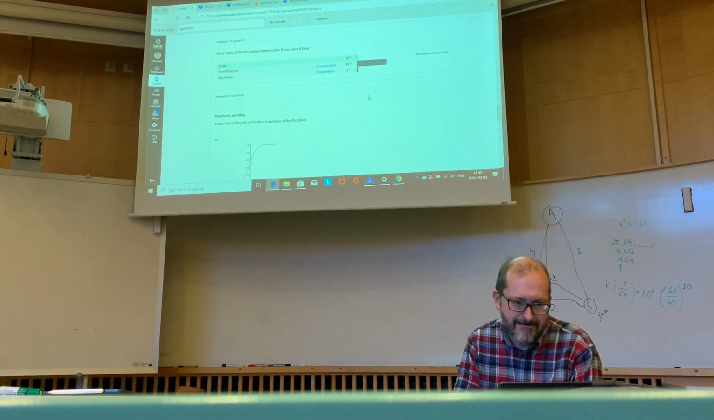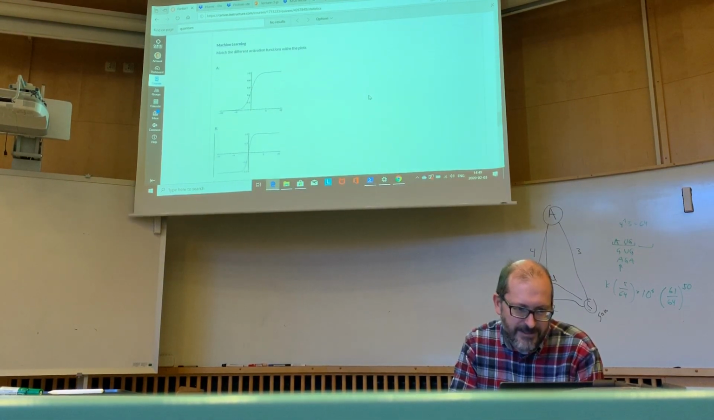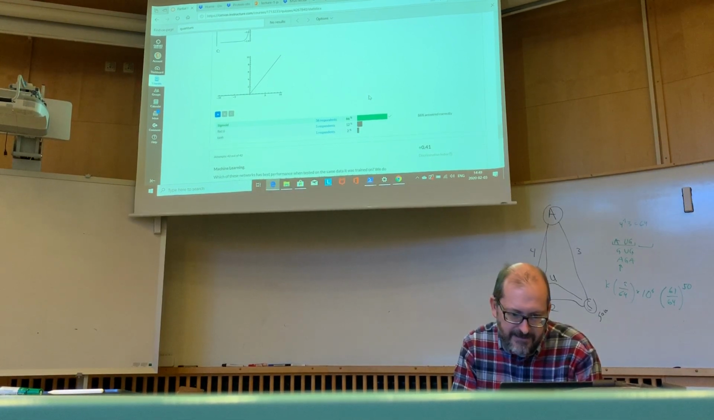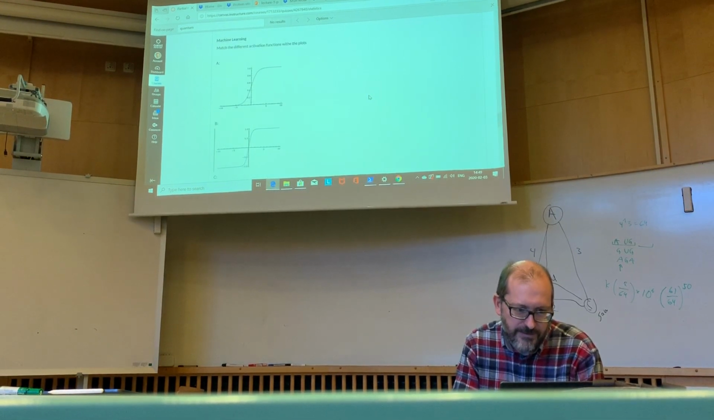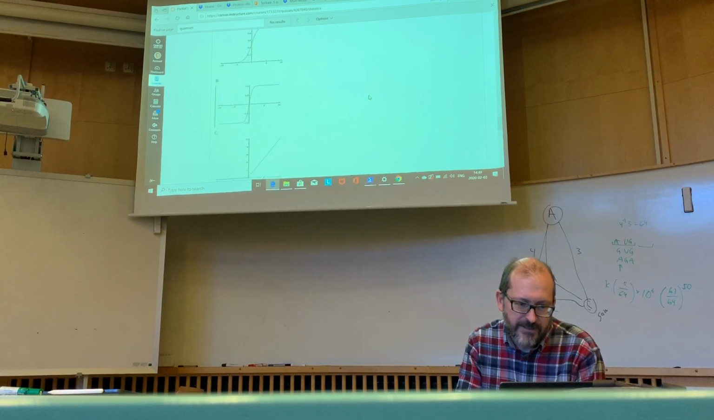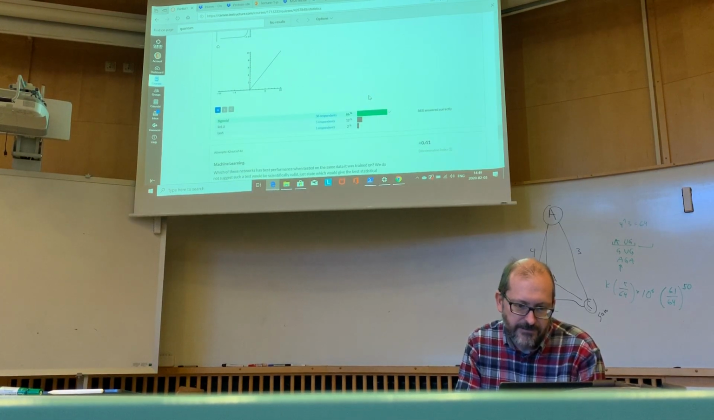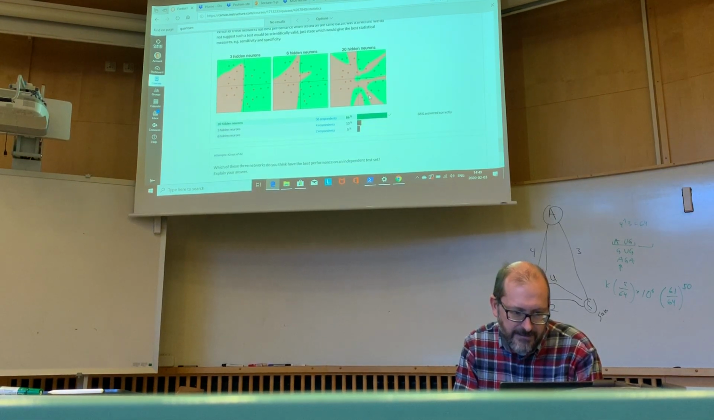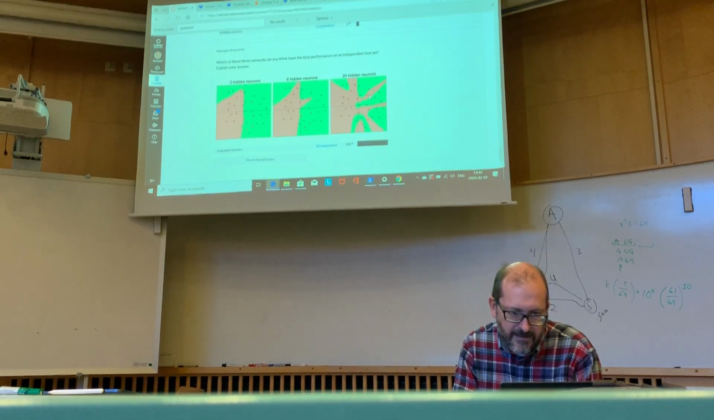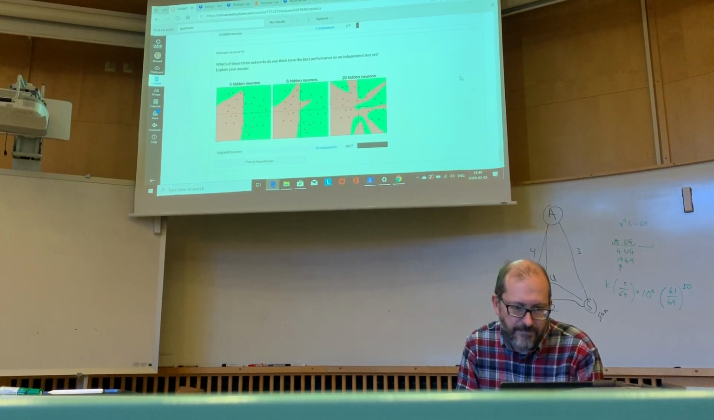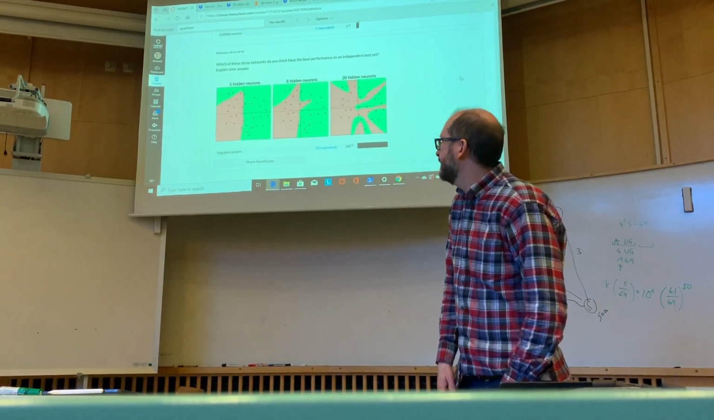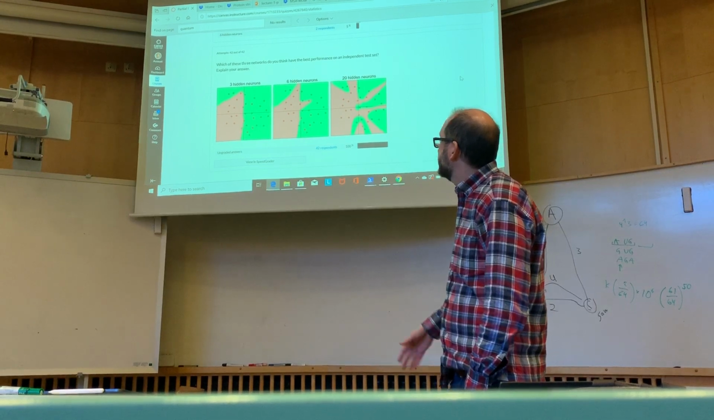Let's see. Machine learning. Okay, people got this. People knew which one's a sigmoid, which one's a hyperbolic tangent, and which one's a ReLU function. And then people got this right. And then there's a free text answer which hasn't been graded yet. What do most people think it is?